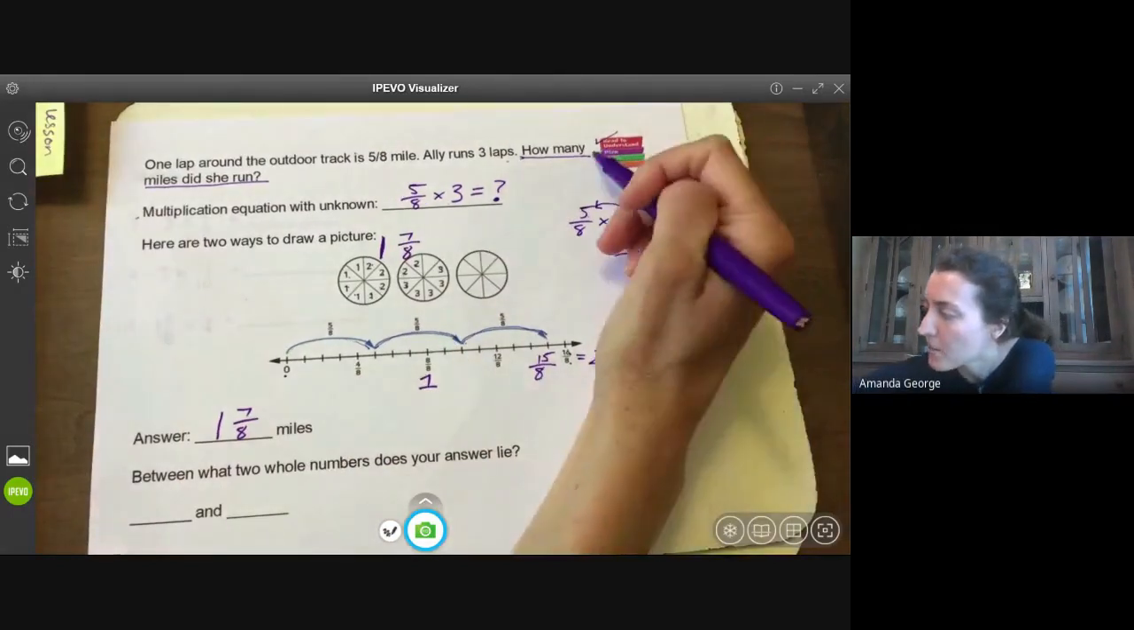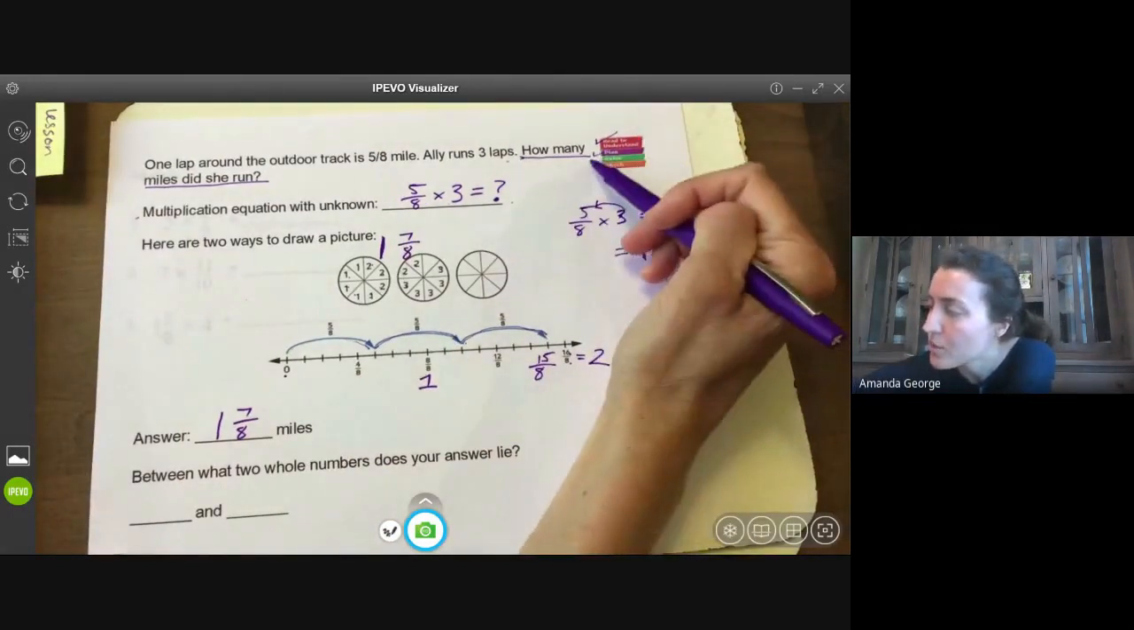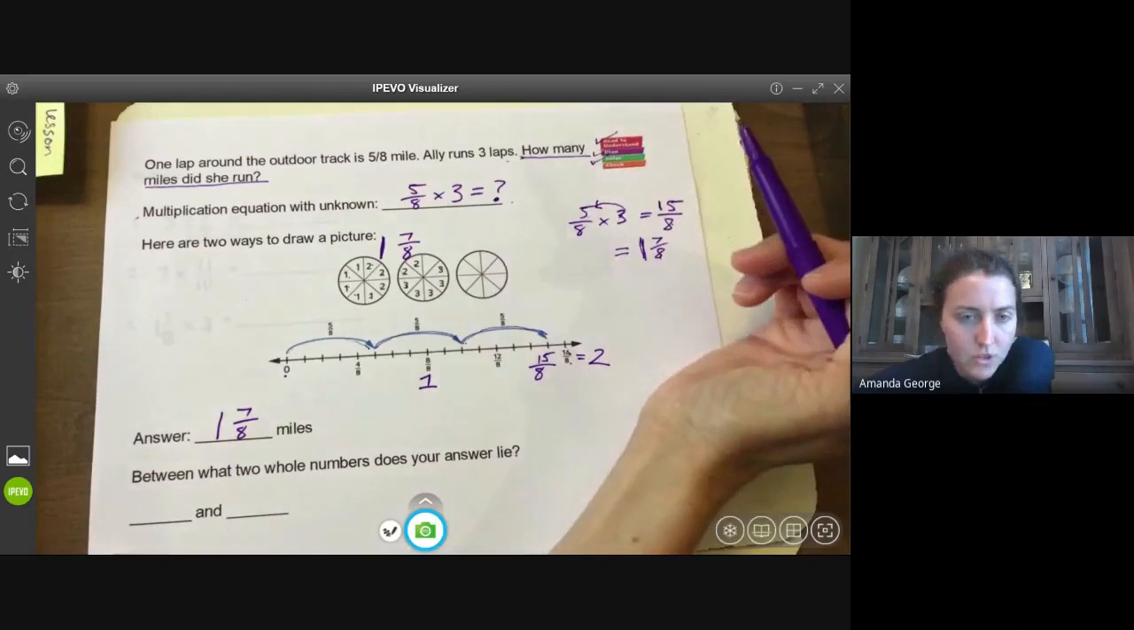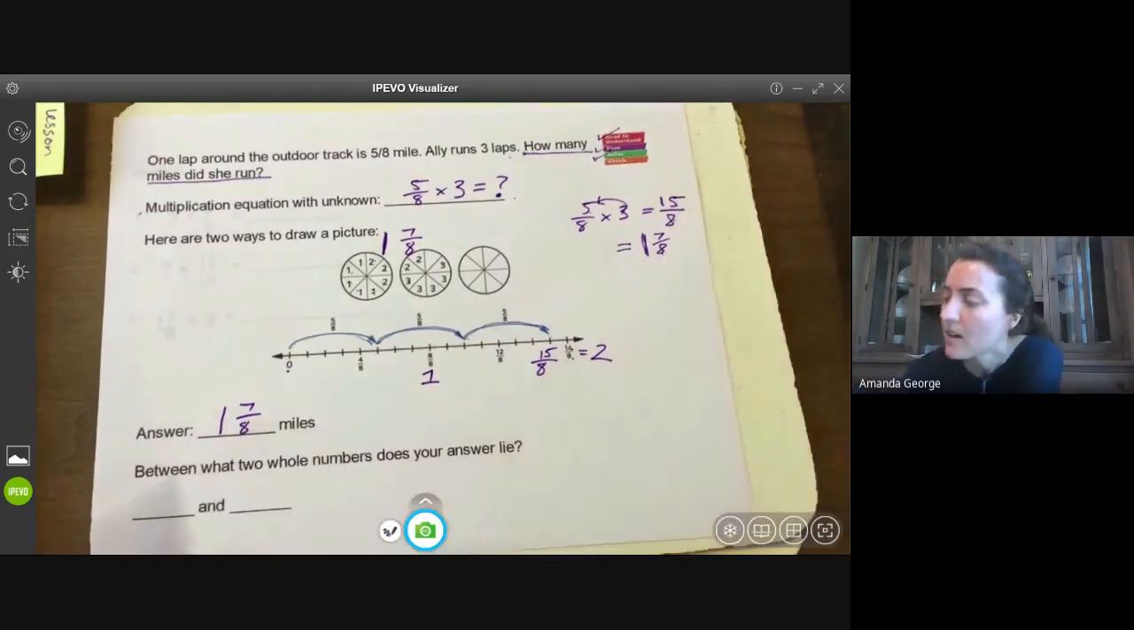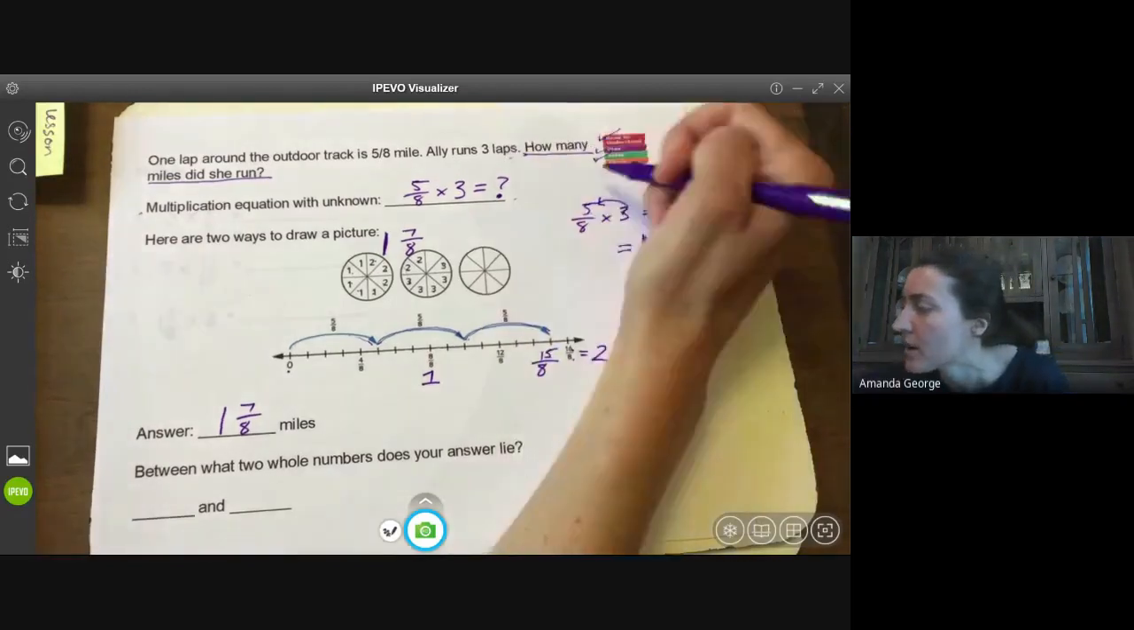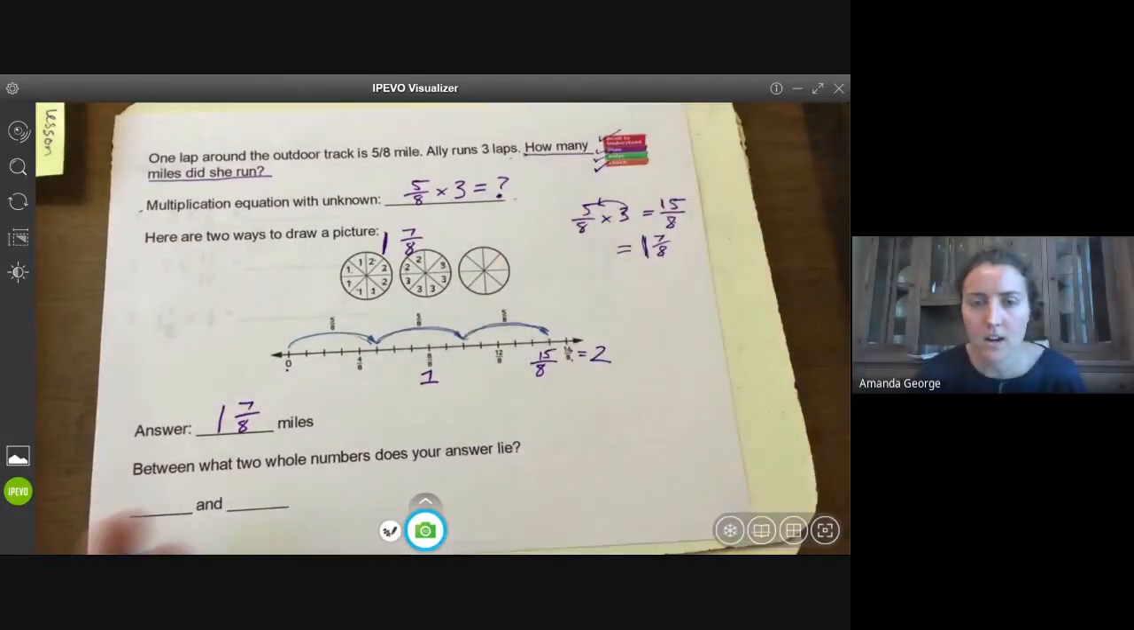And we made our plan. Libby gave us the equation. We solved it out using Lila's strategy and pictures. And then 1 and 7/8 of a mile. Does that make sense if she ran 5/8 of a mile 3 times? Does it sound reasonable that that would be a little less than 2 miles? Yeah, I think that makes sense. So we're going to check that off as well.